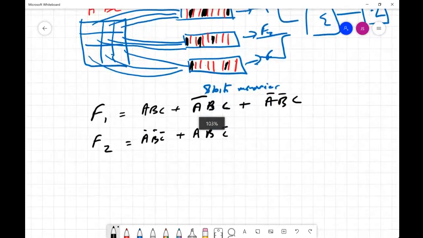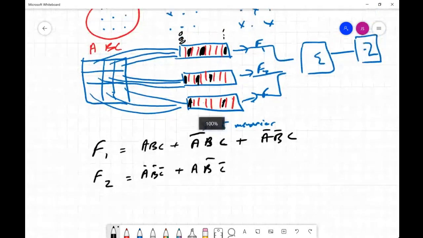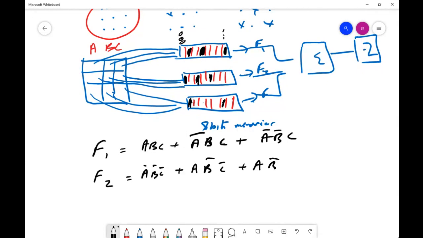And F2 is going to have 3 terms in it. Not A, not B, not C, or not A, B, C is 3, 4, 5 is going to be A and not B and C. And for F3, the functions are going to be not A, not B, not C, or that term was A, B, not B, C. Now, it might be a mistake there, check those, but that's the idea. And so those were the equations.